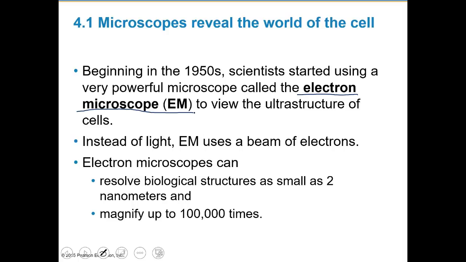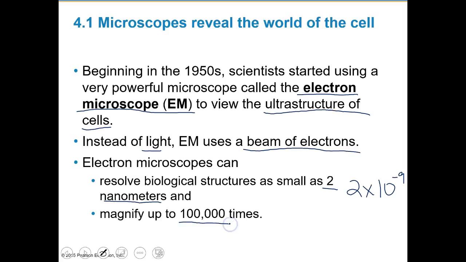But it's such a cool thing, electron microscopes. These view the ultrastructure of cells, so the really small, unique things. Instead of light, an electron microscope uses a beam of electrons, so it shoots little electrons out there, and we get an image from that. Electron microscopes resolve biological structures as small as 2 nanometers. That's 2 times 10 to the negative 9. Okay, and it can magnify up to 100,000 times. So we can see some small things, real small.